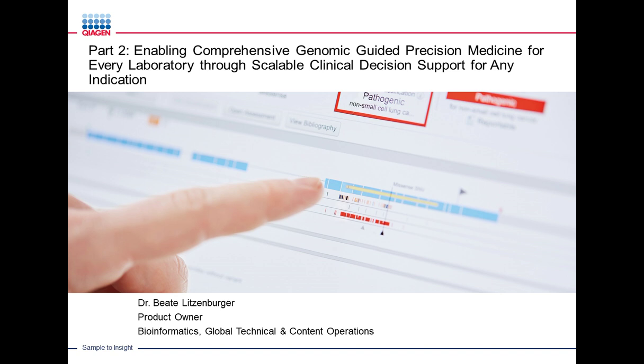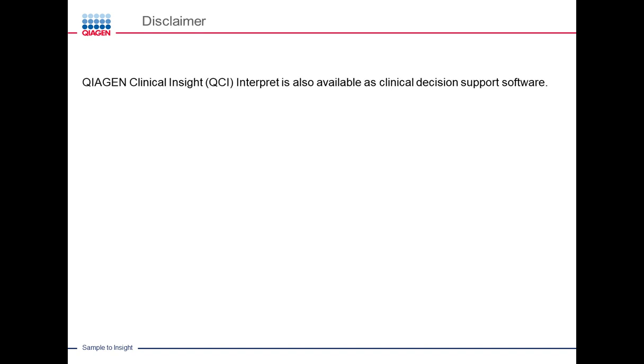So we're going to shift a little bit of focus to the tertiary variant analysis, which is basically the last step in the NGS sample to insight workflow and refers to the interpretation and reporting of variants. And I'm going to dive deeper into QIAGEN Clinical Insight Interpret, the tertiary analysis solution. This is the disclaimer. QIAGEN Clinical Insight Interpret is also available as clinical decision support software.